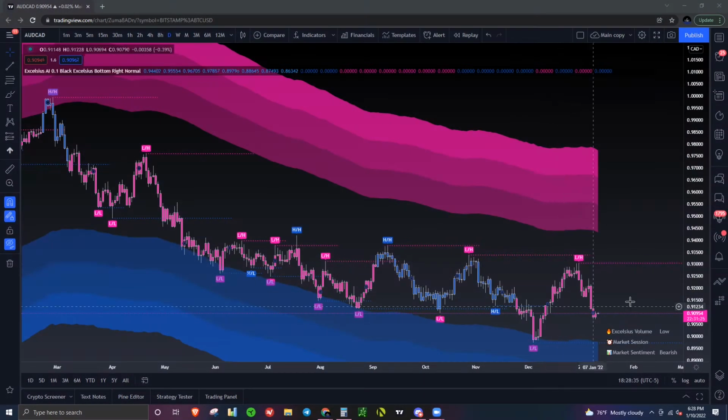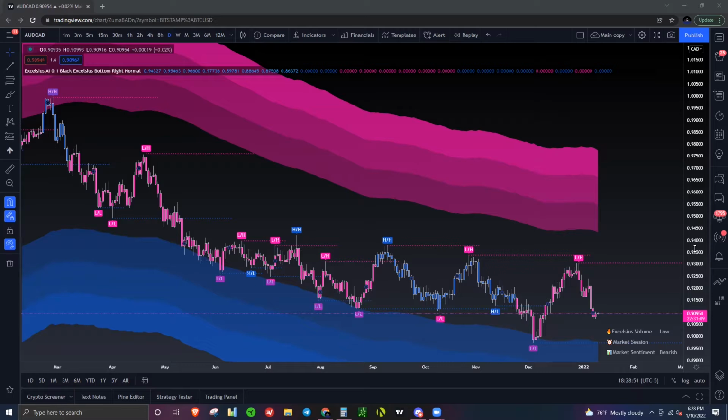Right. So we're going to talk about the main theme for today, which is how Excelsius can help you stay in line when it comes down to identifying the market's direction and at the same time noticing when you can expect shifts or continuations of the market's momentum.